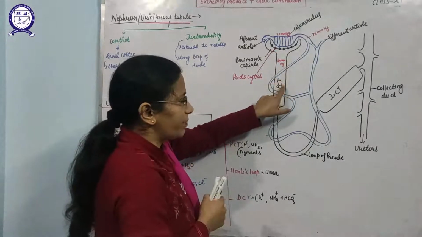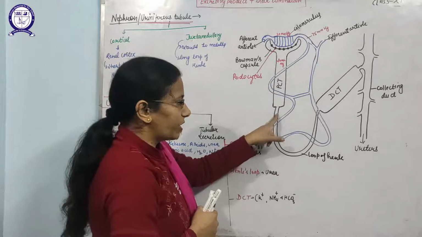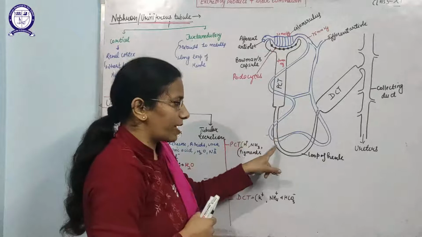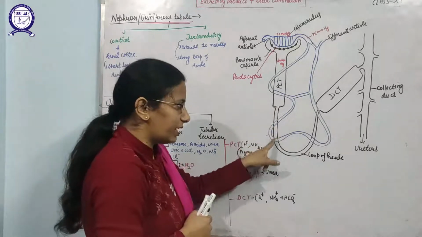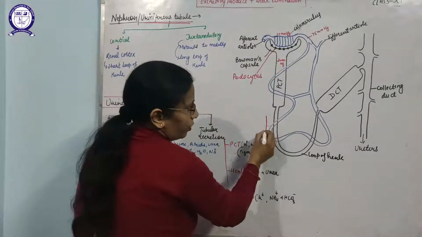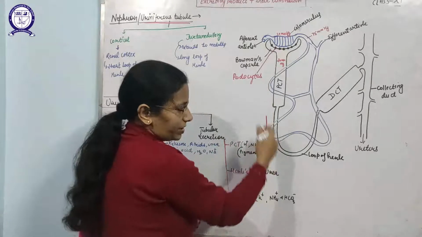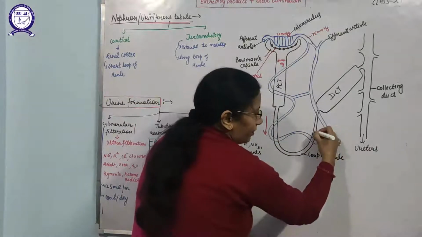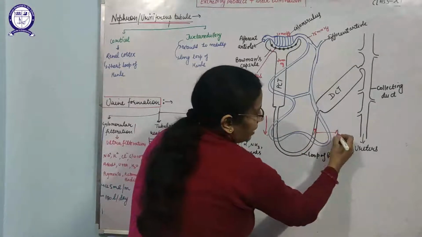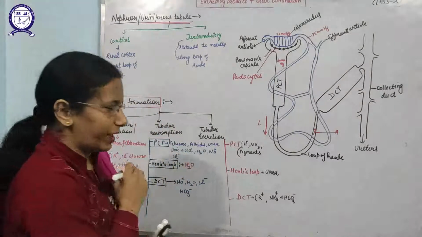This part is known as the PCT, which I have mentioned here. Then the PCT will narrow down and make the loop of Henle. There are two parts of the loop of Henle. This is the descending limb of the loop of Henle, because the filtrate will pass in this direction. Here the filtrate will pass in the upward direction, so this is the ascending limb and this is the descending limb of the loop of Henle.